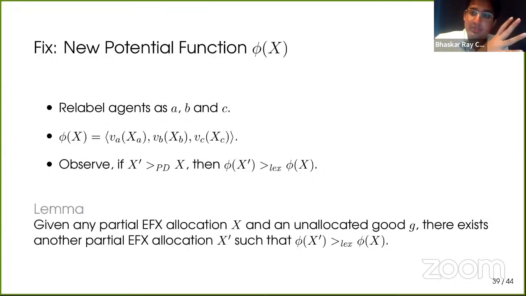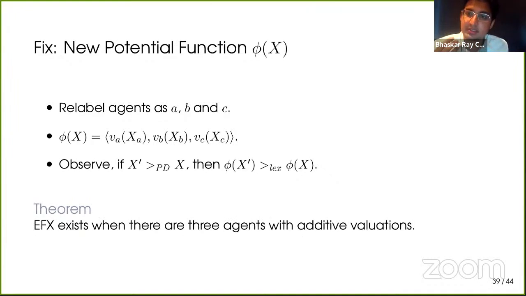And what I said earlier is true: given any partial allocation and an unallocated good, there exists another partial EFX allocation x prime where agent A in particular is better off. Maybe B and C are worse off, but agent A's valuation I can increase. That means I can find a partial EFX allocation x prime where phi of x prime is lexicographically larger than phi of x. Since this potential is bounded and valuation functions are integral, this finally shows the existence of EFX when there are 3 agents with additive valuations.